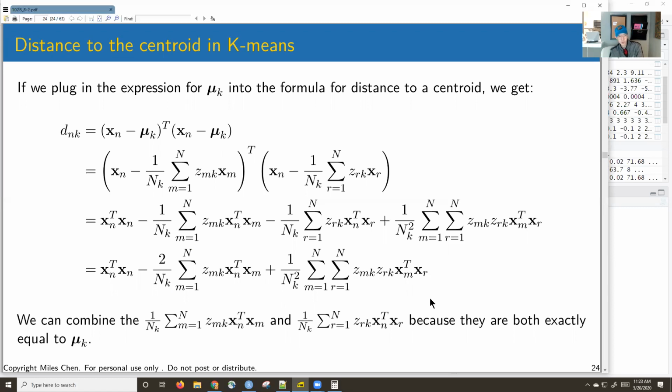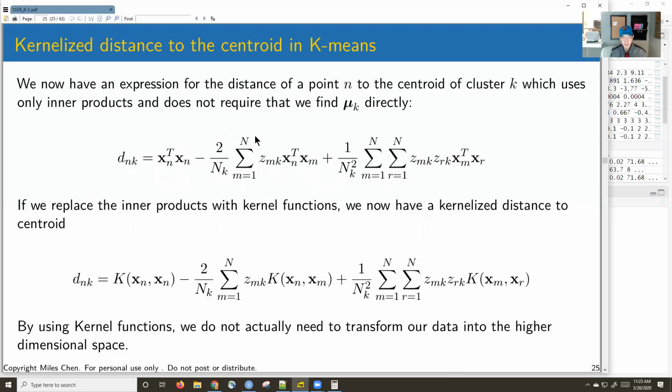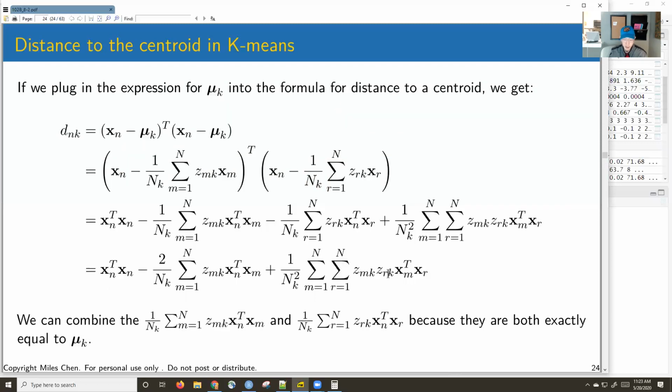And that's going to be useful because calculating the centroid maybe is easy if you have a simple transformation function, but if you have a function that transforms into infinite dimensional space, then calculating the centroid mu sub k is not going to be possible. So the previous slide ends right here. This is the last line of the previous slide.